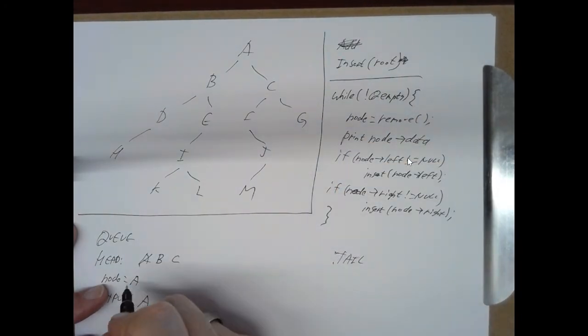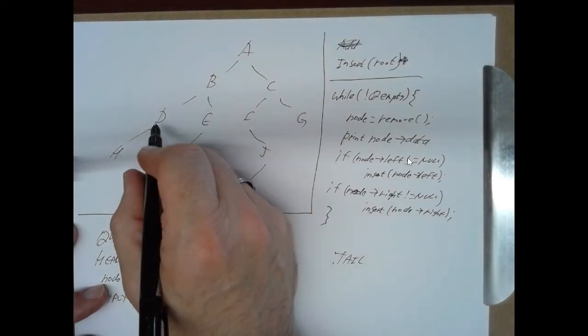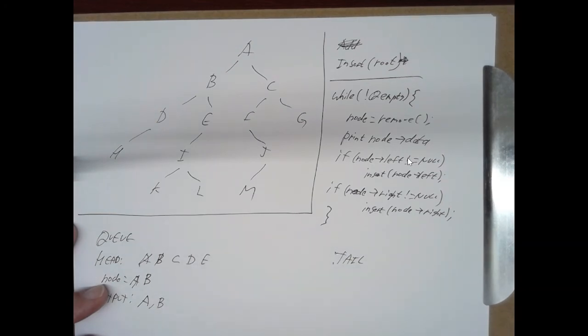So queue is not empty. Remove the head of the queue, which is B, set node equal to that. Print its data. Take its left child, add that to the queue. Take its right child, which is E, add that to the queue.